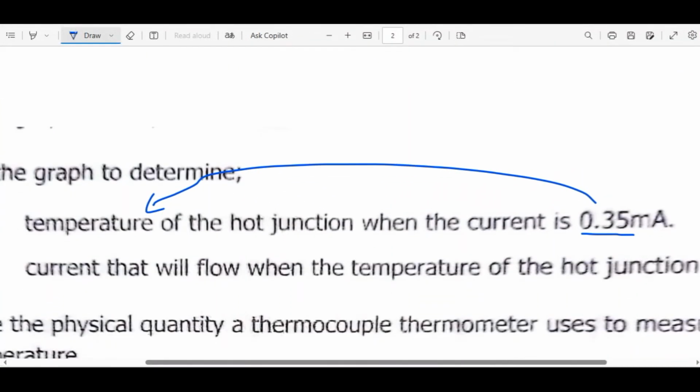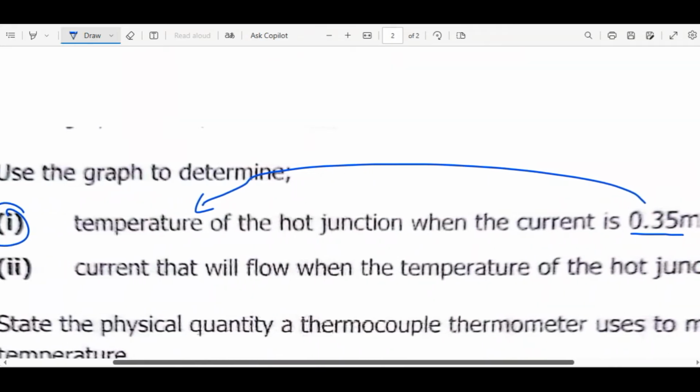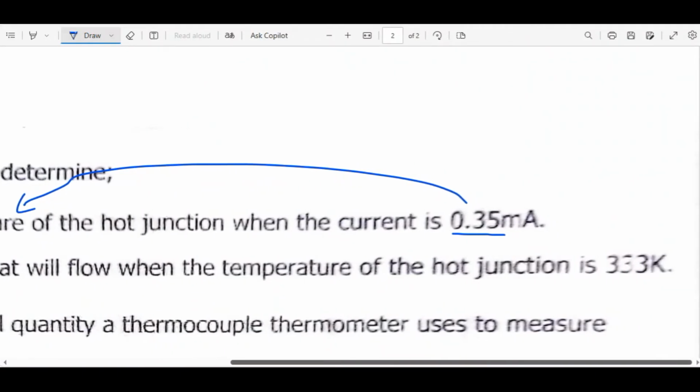Okay, so let's go back to question 2. So under question 2, the current that will flow when the temperature of the hot junction is 333 Kelvin. So this time we are given temperature, and we are going to use this temperature to find the current. We are going to use the same method, but the only difference is that the line will come from the y-axis going into the x-axis. Now, if you look at this temperature, it's given in Kelvin, so we need to change it into degrees Celsius so that it is able to match the data that we have in the y-axis.